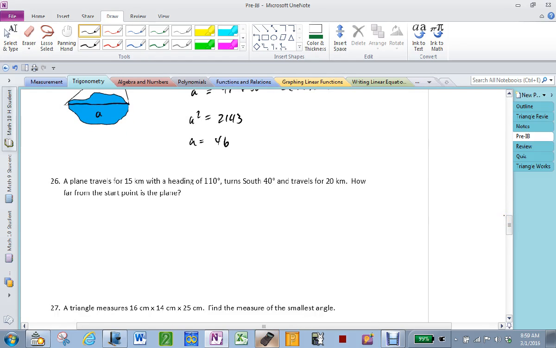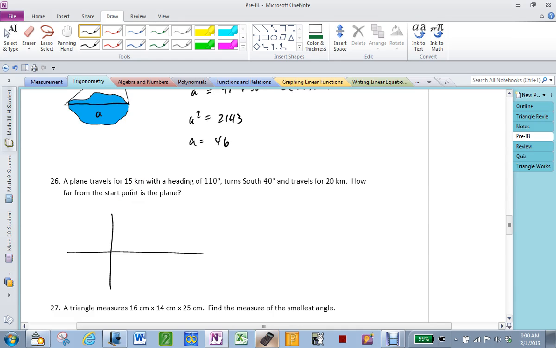A plane travels for 15 kilometers with a heading of 110. Uh-oh, heading. What do I need to draw? The cross. Yeah, the compass rose. Sure. It's not a cross, but okay. It's 2 lines crossing each other. Right? Where is 110? Down in here, yeah? Okay.